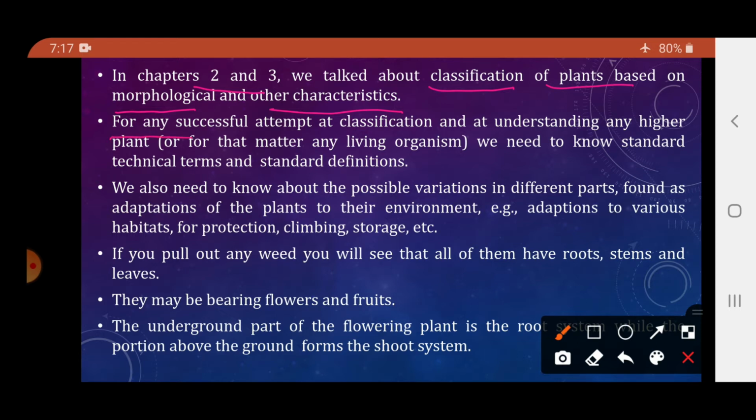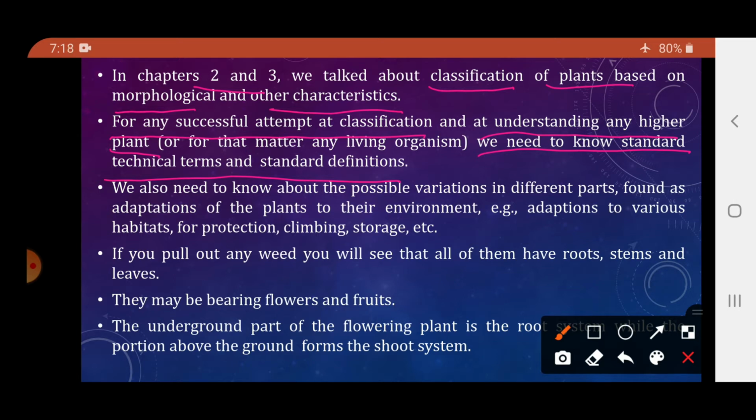For any successful attempt at classification and at understanding any higher plant, we need to know standard technical terms and standard definitions. So to classify any organism and to understand it, we need to deal with some technical terms and certain definitions. All these technical terms and definitions related to plant morphology we will be studying in this particular chapter.